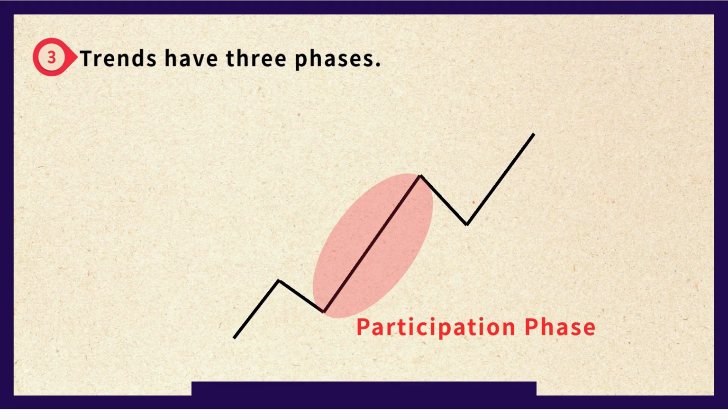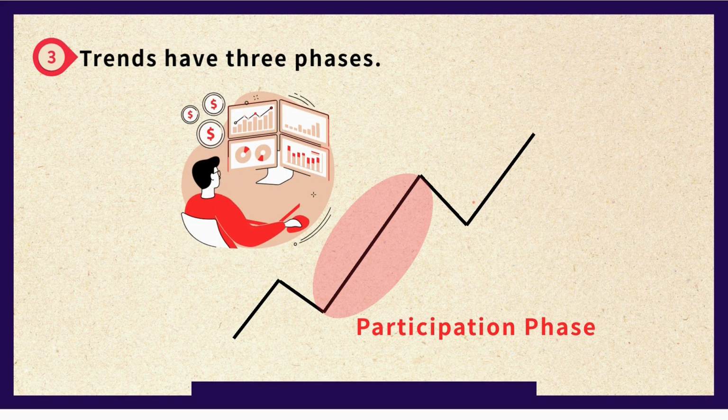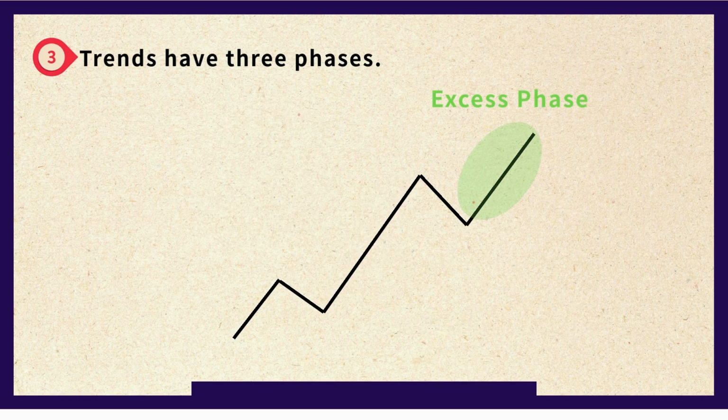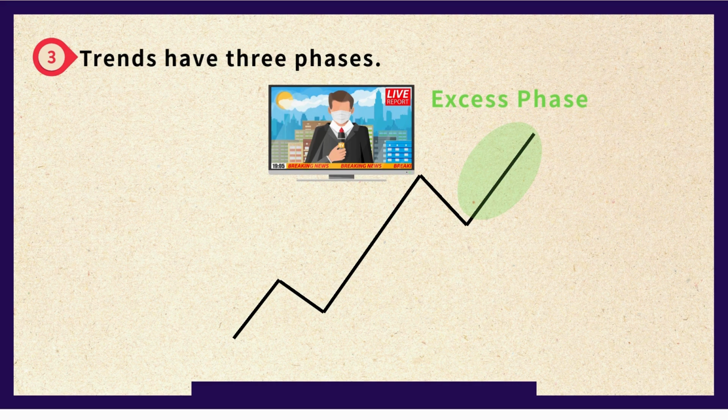Next is the participation phase, which means participation. During this phase, the direction of the trend becomes clearer, and general investors or traders using technical analysis start to participate in the market in full force. Trading volume increases and the momentum of the trend grows stronger. The third phase is the excess phase, which means overheating. In this phase, the market becomes overheated and many investors become overly bullish. The media also starts to focus on the trend.